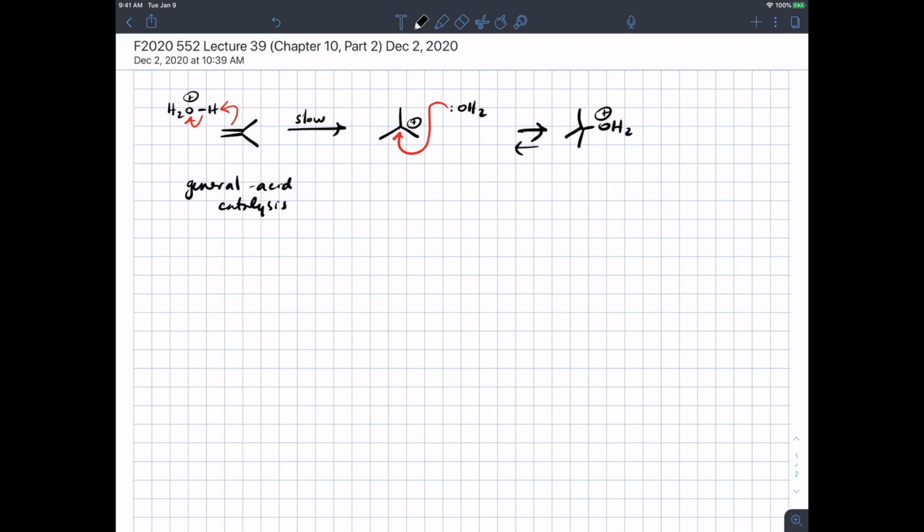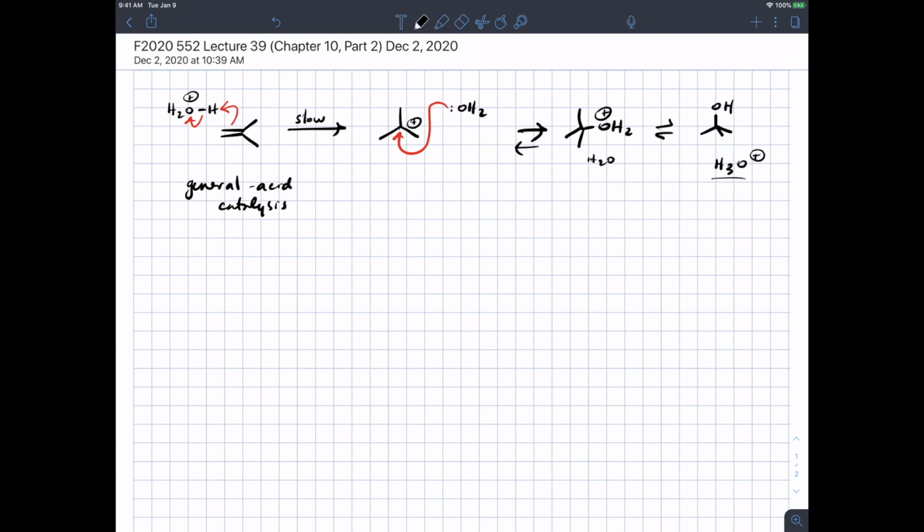Also, water can leave from the oxonium ion. And so these last steps are reversible, but in the end, we're going to remove the proton. I haven't shown you that proton transfer step, and I won't. In the end, you regenerate your acid catalyst and get your alcohol.